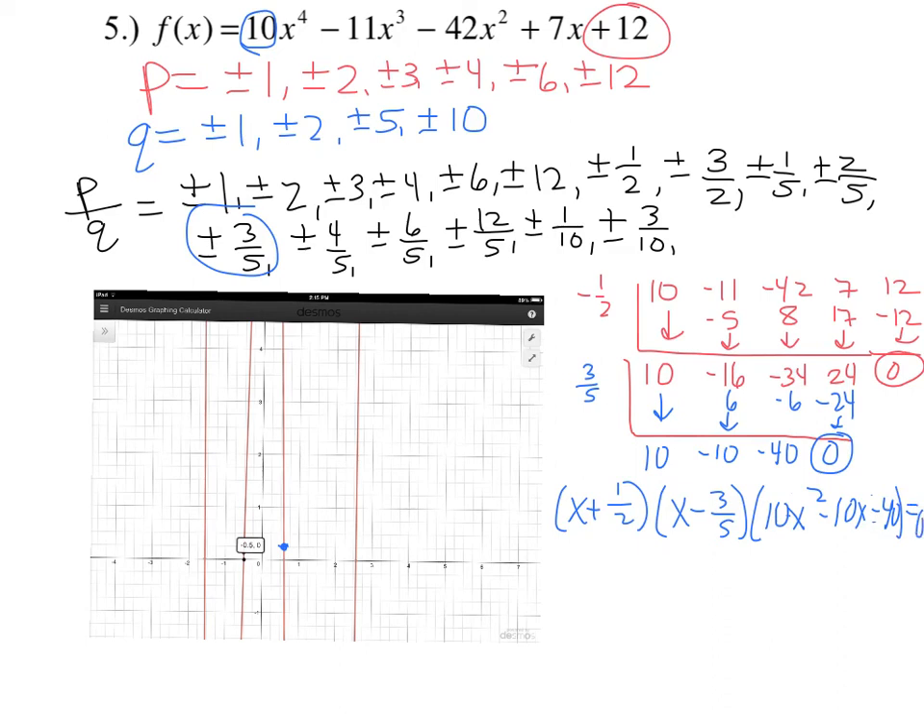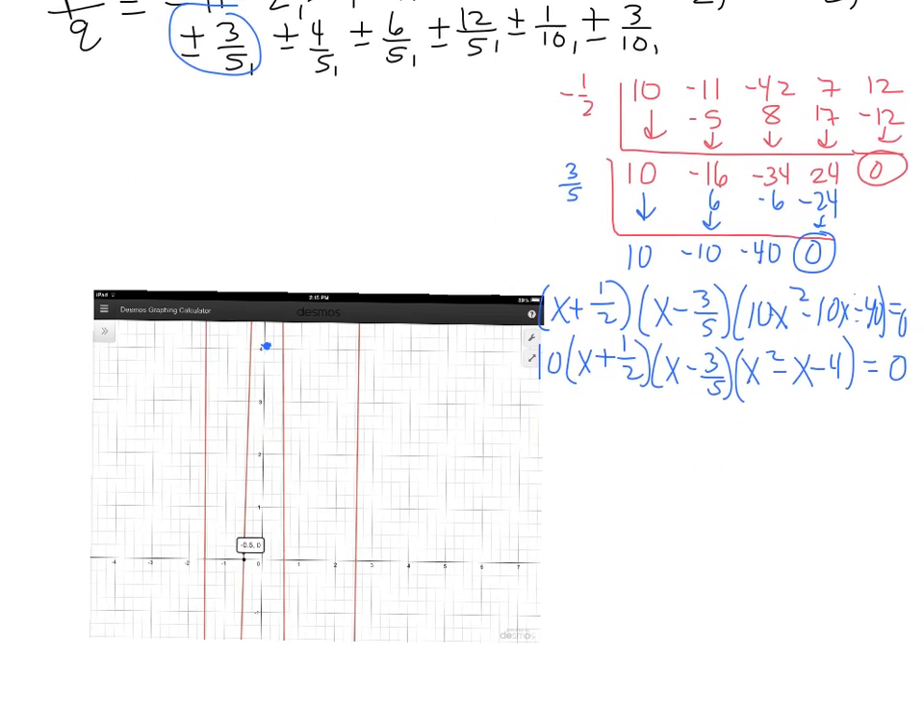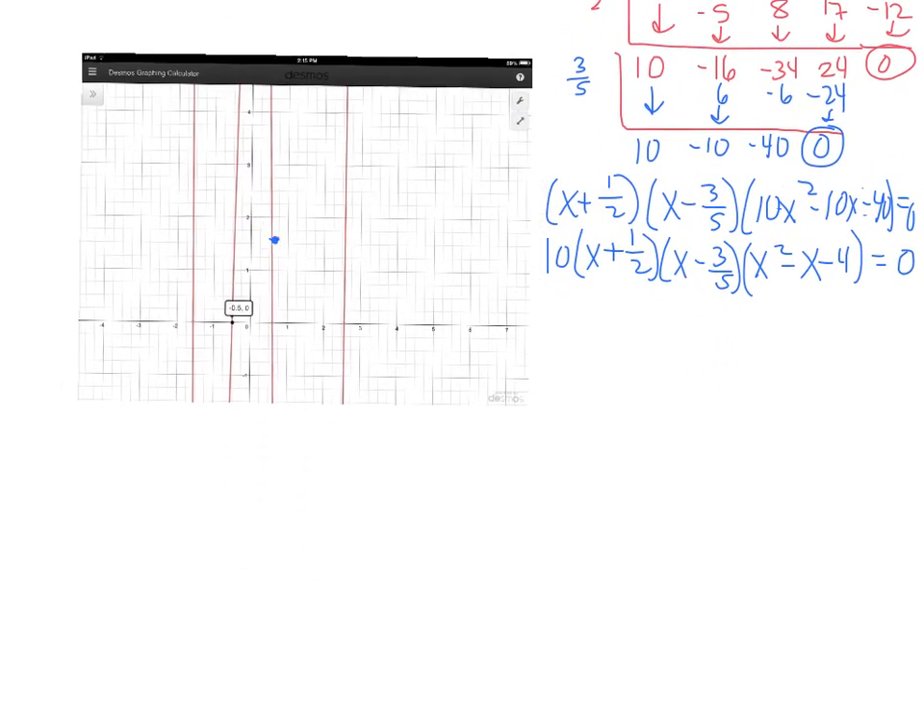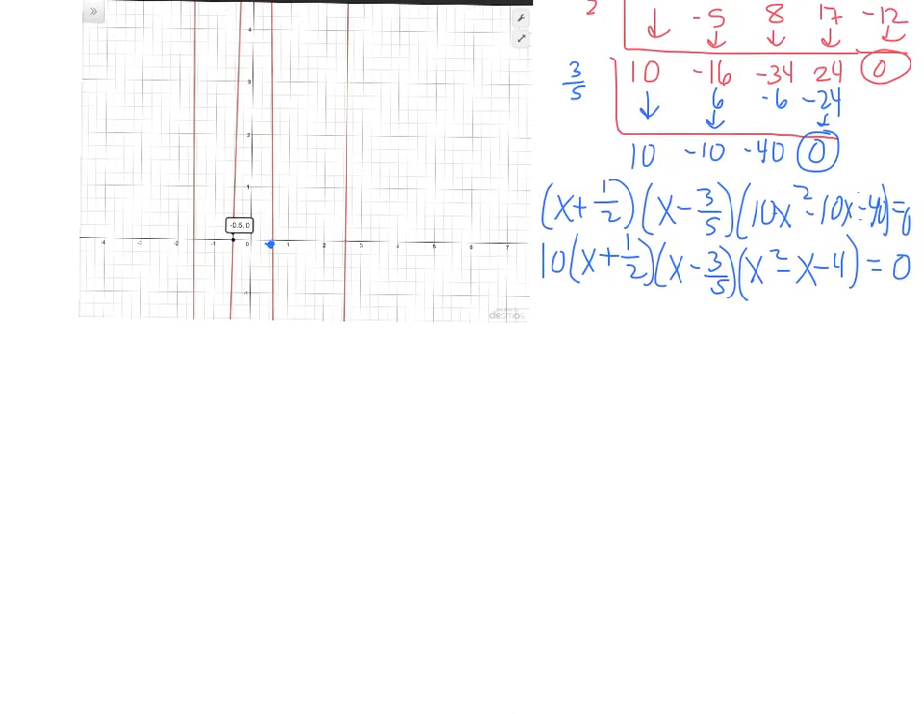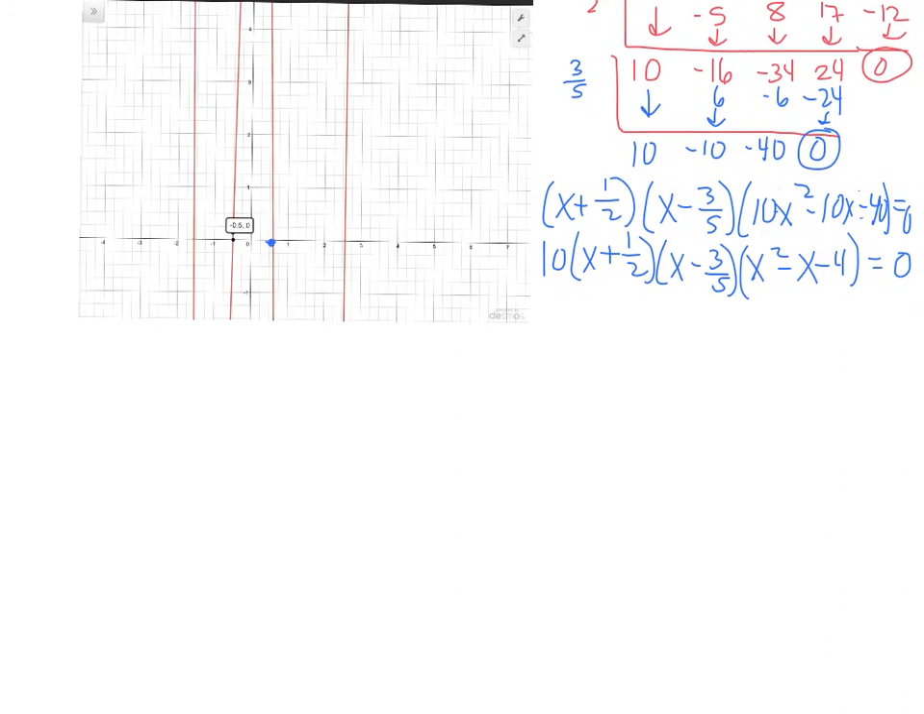So we're trying to find all of our zeros. From that trinomial, I can factor out a 10. So I'll go ahead and do that and have 10 times x plus 1/2 times x minus 3/5 times x squared minus x minus 4 equals 0. Move everything up so a little more space. Okay, so that 10 we can actually think of as 5 times 2 and make this factorization look a little more like what we're used to.